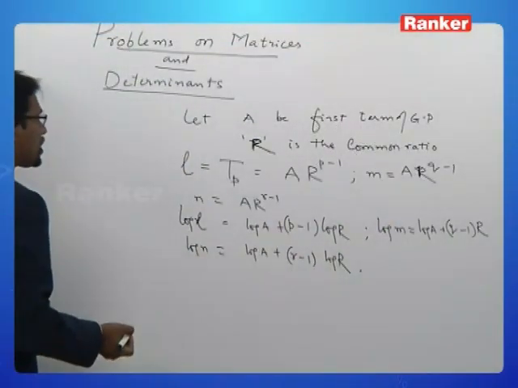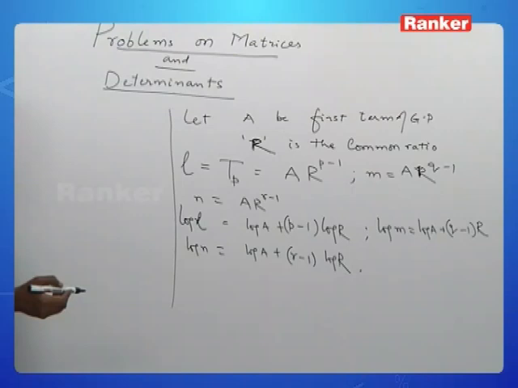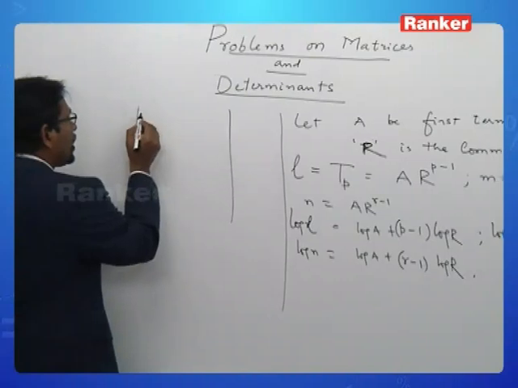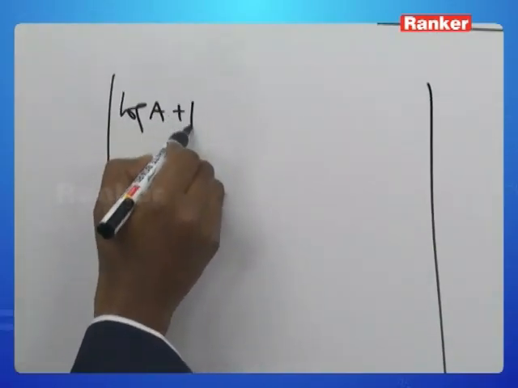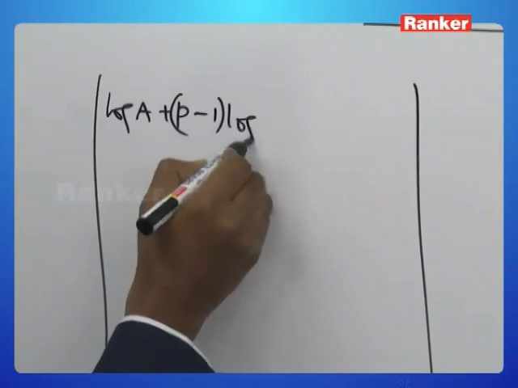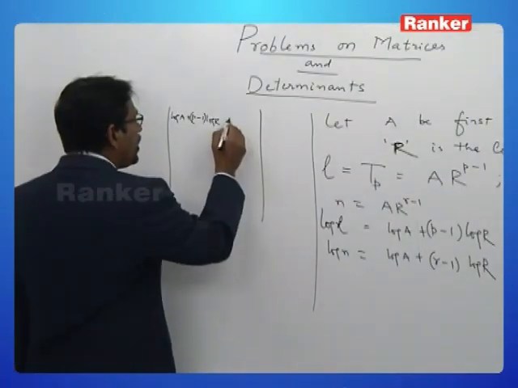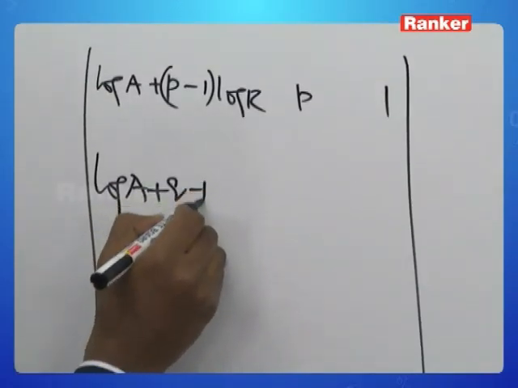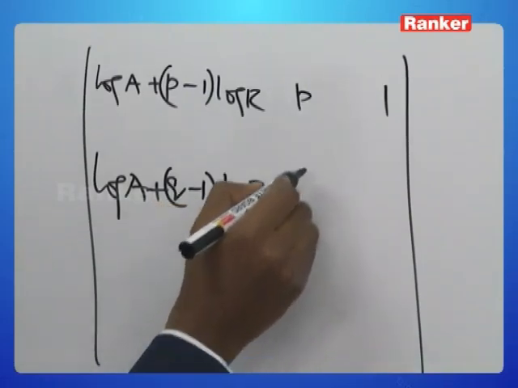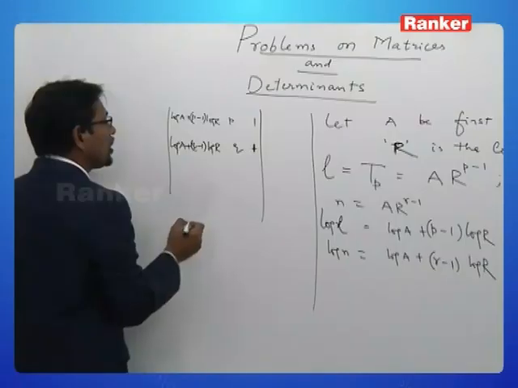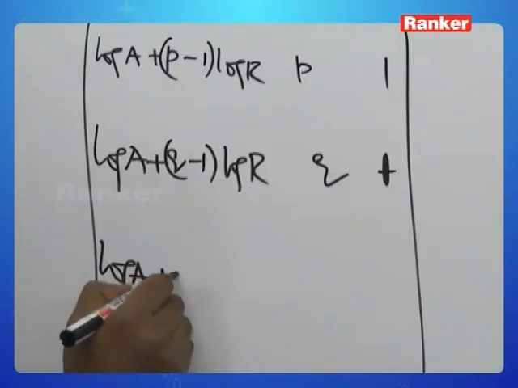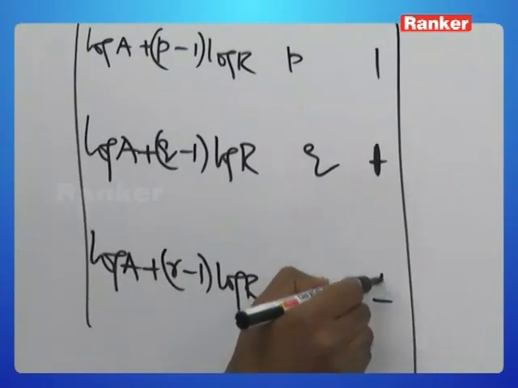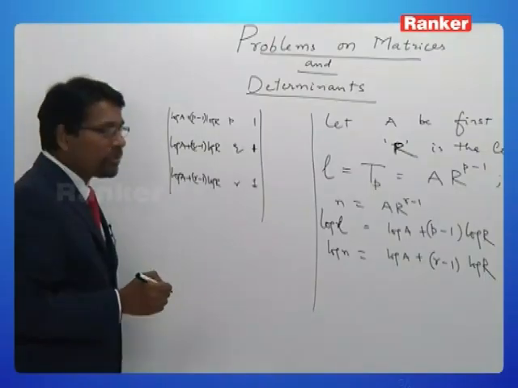Now let us put all these things in the determinant, and then the determinant becomes: log A plus p minus 1 into log R, p, 1; log A plus q minus 1 into log R, q, 1; log A plus r minus 1 into log R, r, 1. This determinant is to be evaluated.